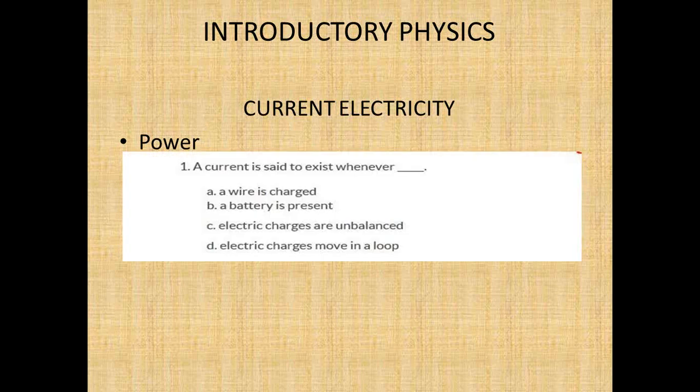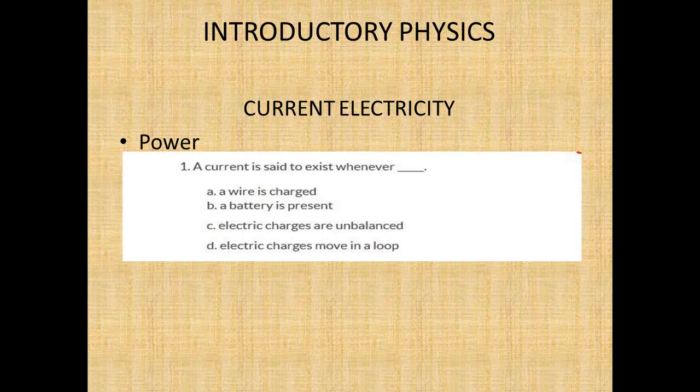All right. So we have a few questions, and let's look at these questions. A current is said to exist whenever, which is correct: a wire is charged, a battery is present, electric charges are unbalanced, or electric charges move in a loop.